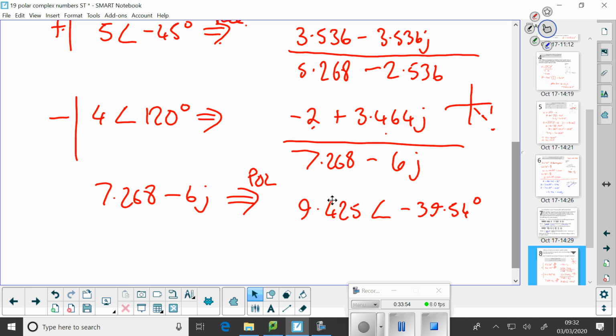So on your remaining page in your handouts, there are some problems to evaluate in polar form. So you can have a go at them now. And I've got some answers if you want to know whether you're right or not. Okay?